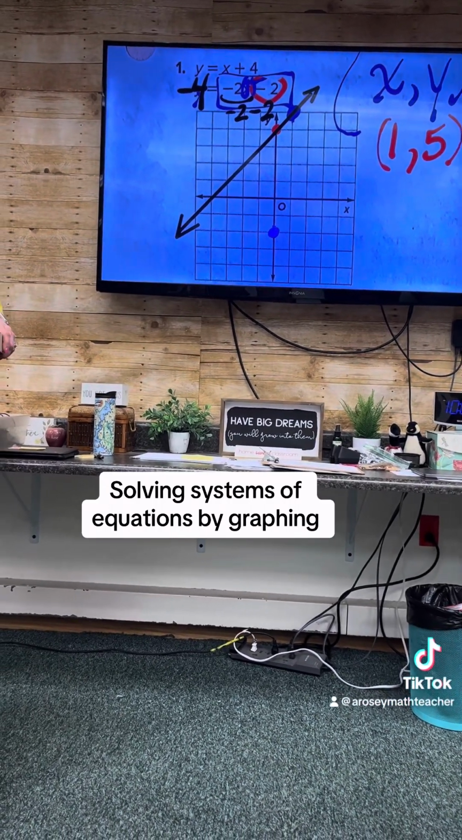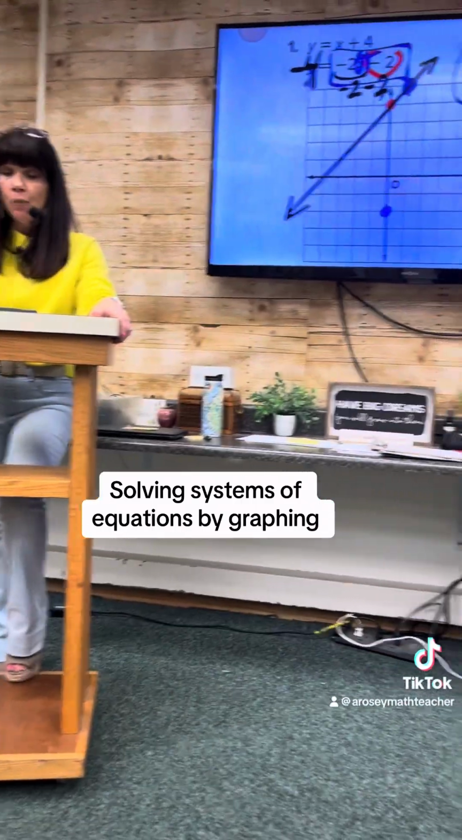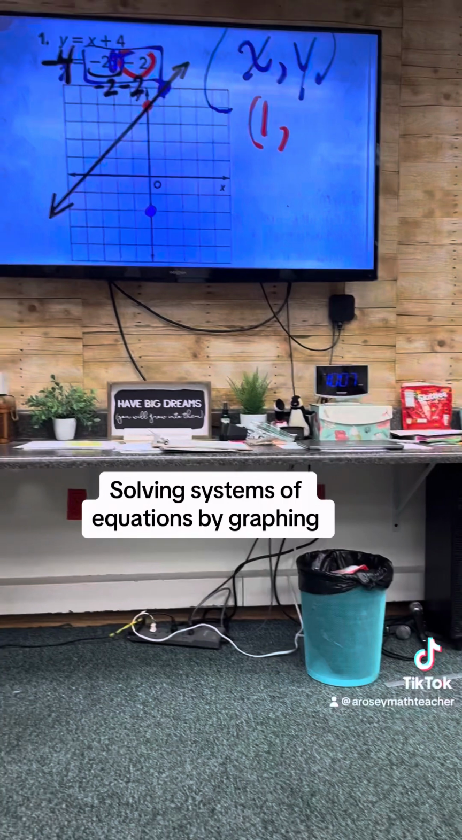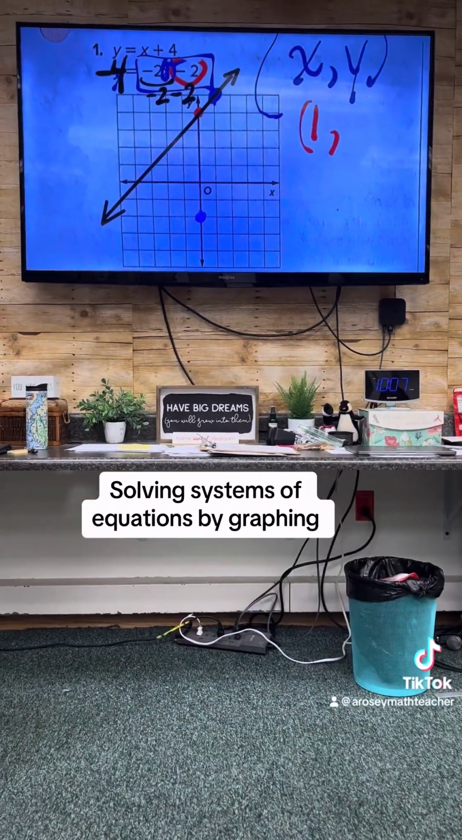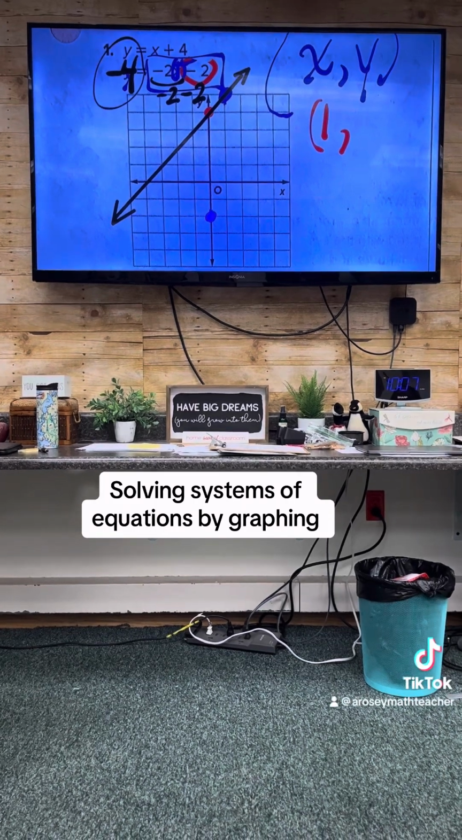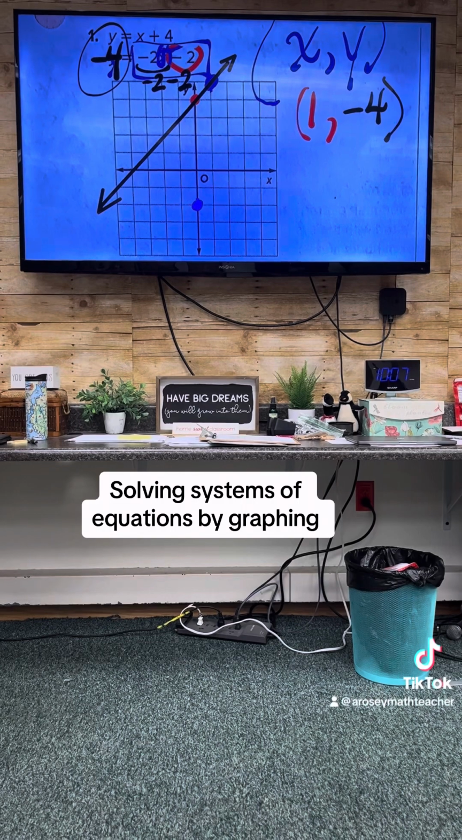So this time, instead of writing 1, 5, I will write 1, what? For the second part, Alea? 4. What kind of 4, Alea? -4. Okay, is the negative important? Yes, ma'am. Yes, or I'll be going the wrong direction.